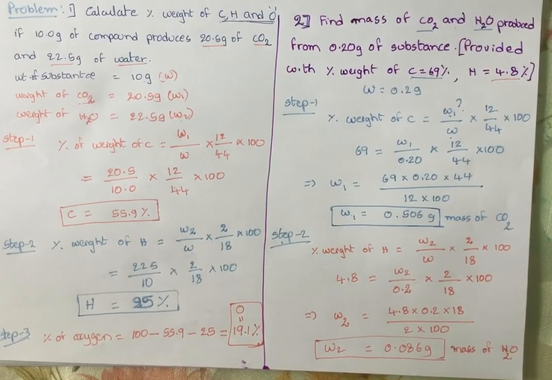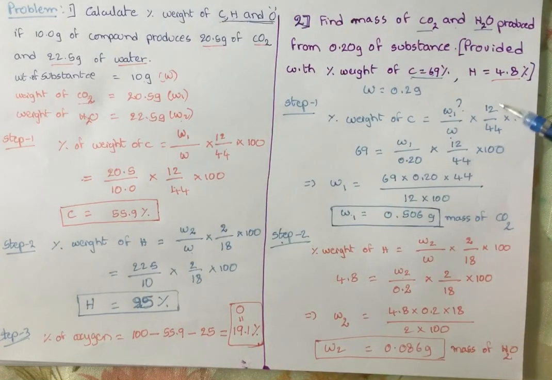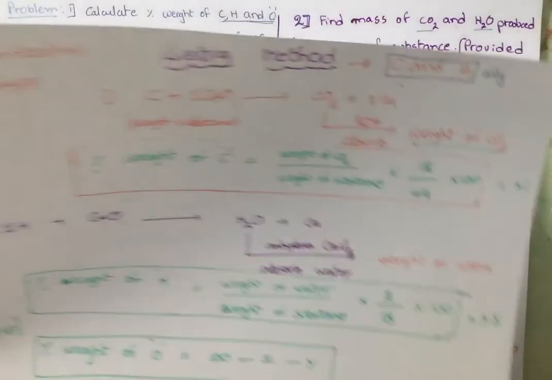In this way they may ask you to find percentage weight of elements, or they may ask you to find mass of the compounds that are produced, like carbon dioxide and H2O, in Liebig's method. So hope this method is understood clearly.